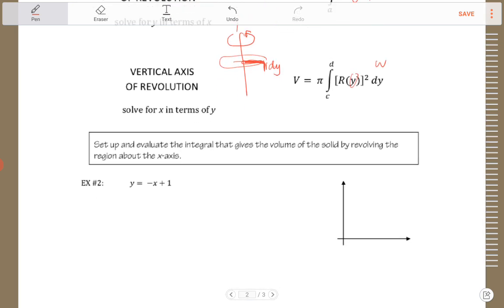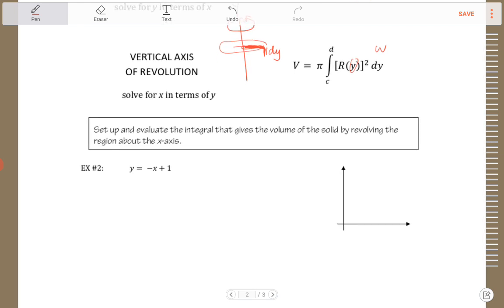Y equals negative x plus 1. We're going to find the volume of this solid by revolving about the x-axis. So we're going to revolve about the x-axis. So it's going to look like this. Now I also need to draw my line in, so let's go ahead and draw that. Negative x plus 1 has a y-intercept at 1, and because it has a slope of negative 1, we're going to go down 1 and over 1, and it will have an x-intercept of 1 as well. So therefore my line will look like this, okay, like that.